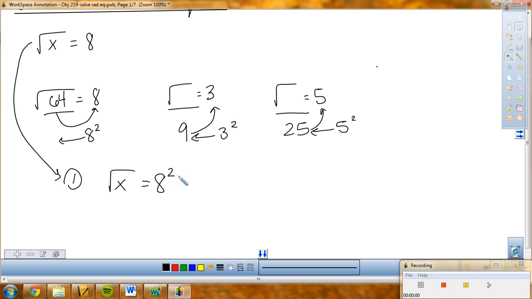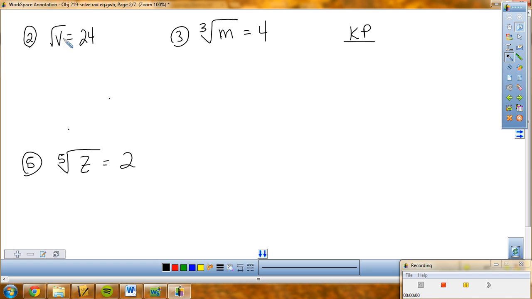Well, I know I'm squaring my 8, and if I do something on one side, then I have to do it on the other. So I'm going to square my square root. These are inverse operations. They're going to cancel each other out, which is just going to leave me with x equals 64, which we already know is the answer because of our perfect square. But let's do something a little bit larger, like number 2. If the square root of v equals 24, well, I don't know my perfect squares that high, up to 24, so I would be stuck.